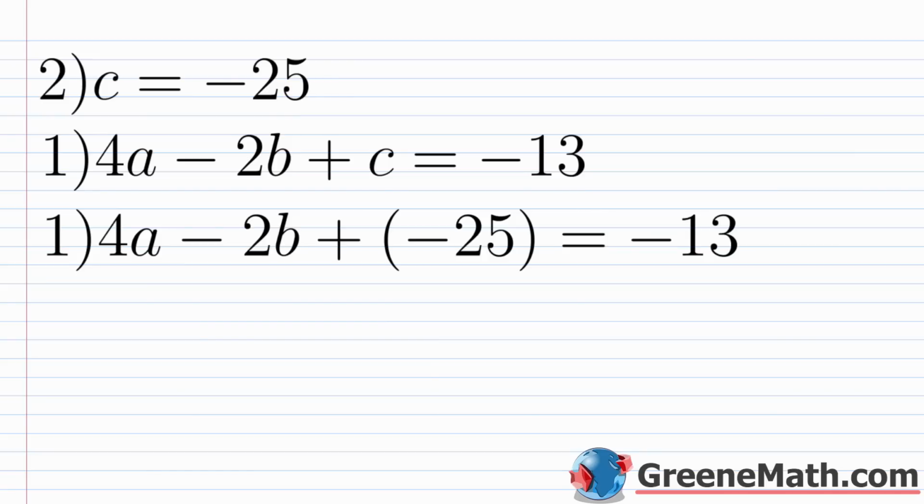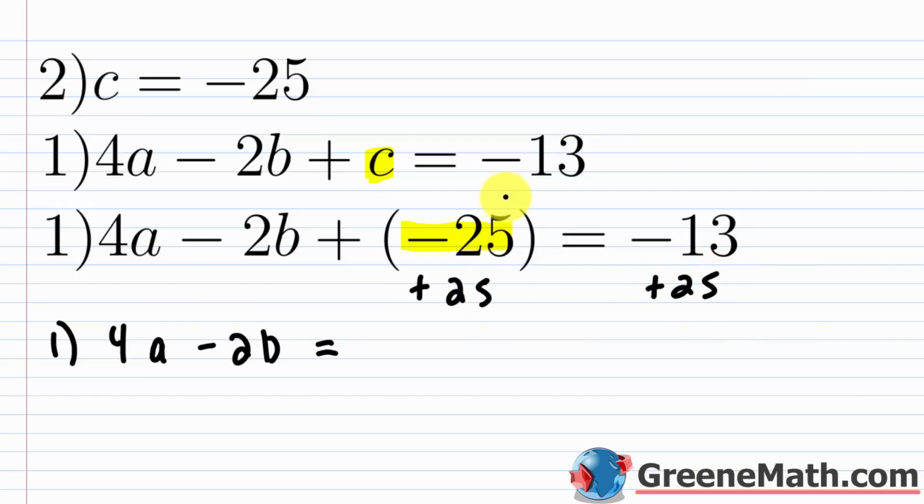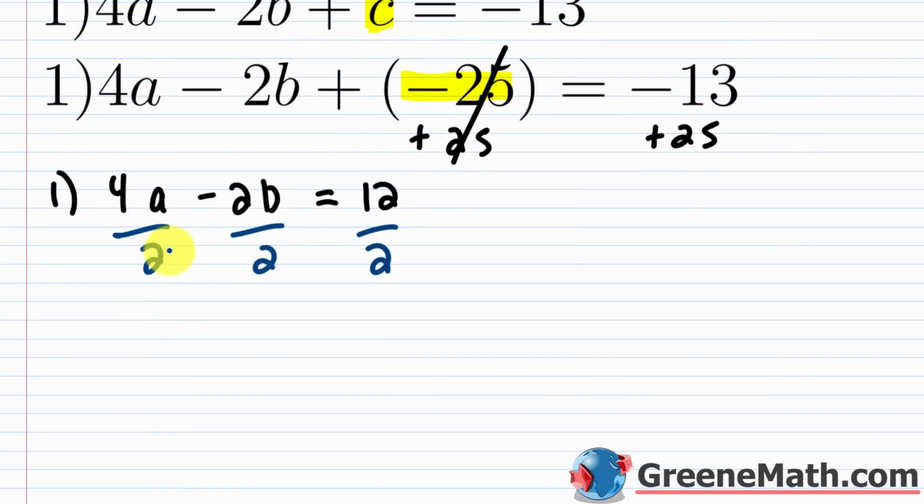So in other words, in equation number 1, you see that you have this c right here. Well, I know c is negative 25, so I'm just going to plug in right there. And so I can say that for equation number 1, it's 4a minus 2b is equal to, well, if I add 25 to both sides of the equation, this would cancel. And negative 13 plus 25, that is going to be 12. Now, again, what I would do here is divide everything by 2, just to make this a little bit simpler. So 4 over 2 is 2, so this would be 2a. And then minus 2 over 2 is 1, so this is just b. And this equals 12 over 2 is 6. So this would be my modified equation number 1. It would be 2a minus b is equal to 6.